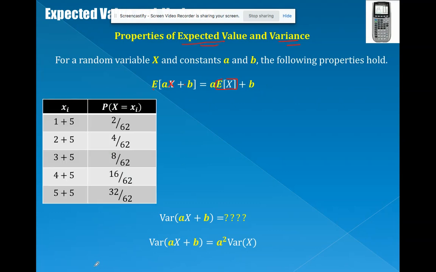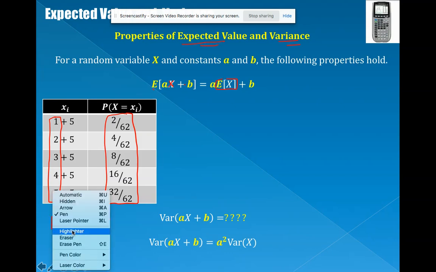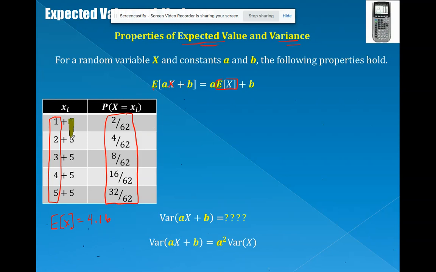Here's what that means. Here's our original data with our original probabilities. We got the expected value to be 4.16. But I was like, oh, oops, I have the same probabilities, but all my individual x's have been increased by 5. The new expected value is just 5 plus the old. I don't have to change my list and do it all again. So that's when B was 5. And A was 1. Right? I didn't multiply by anything.